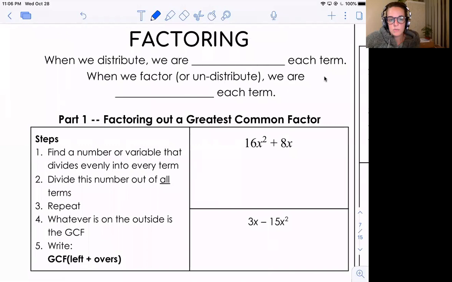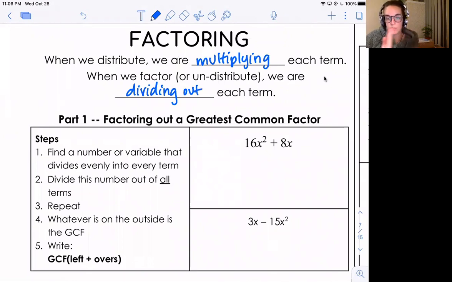So when we are factoring, we're doing the opposite of distributing. When we're distributing, we're multiplying each term in, right? And when we factor, or undistribute, we're taking out each term, or technically dividing it. We're dividing out each term. There are 4 different types of factoring we're going to go over in this video.